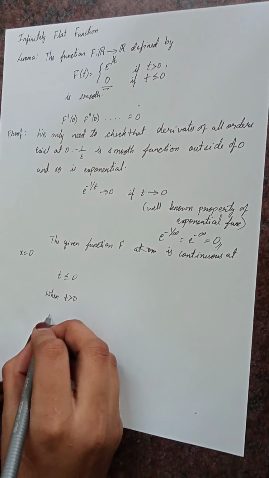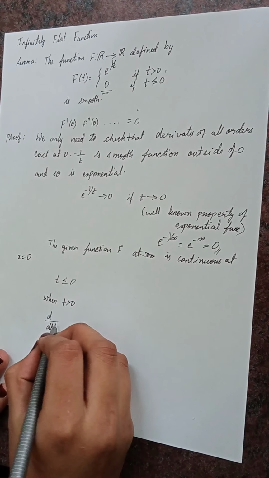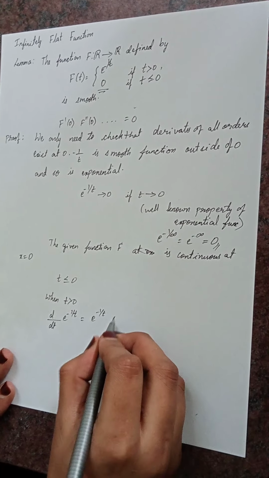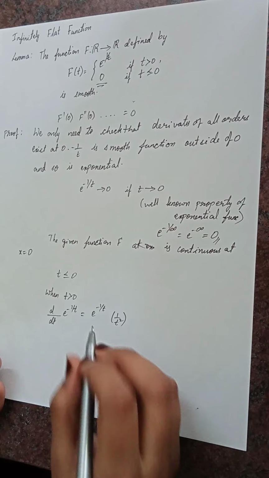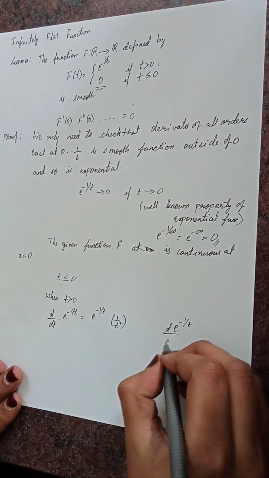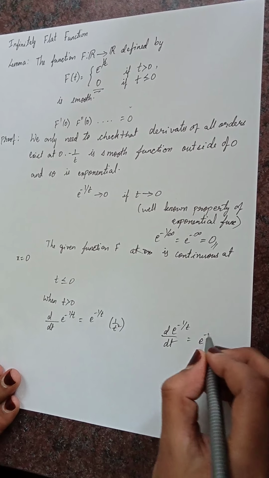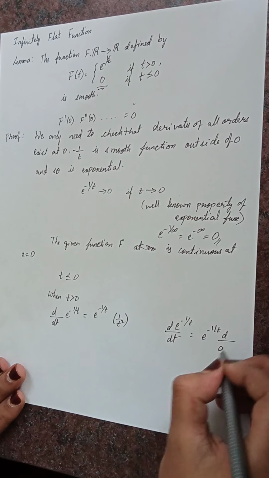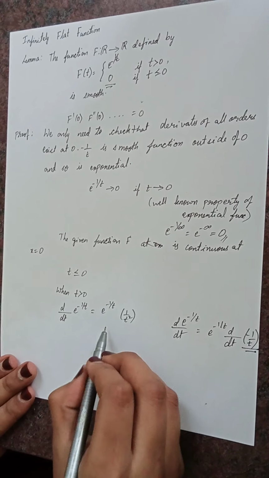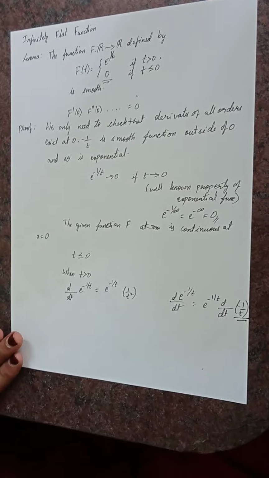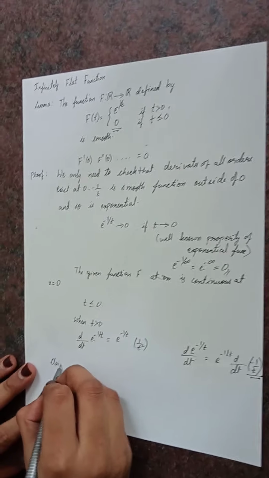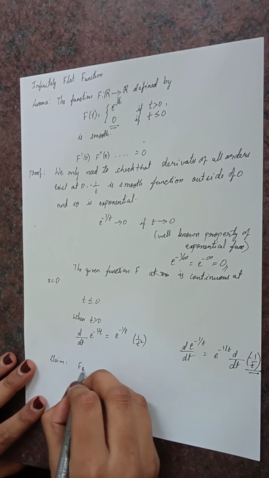So now I'll differentiate d by dt of e power minus 1 by t. I'll get e power minus 1 by t into 1 by t square. The differentiation of e power minus 1 by t is e power minus 1 by t into d by dt of minus 1 by t, so this will be 1 by t square, which I have written directly over here. So now we have the claim for t greater than 0.